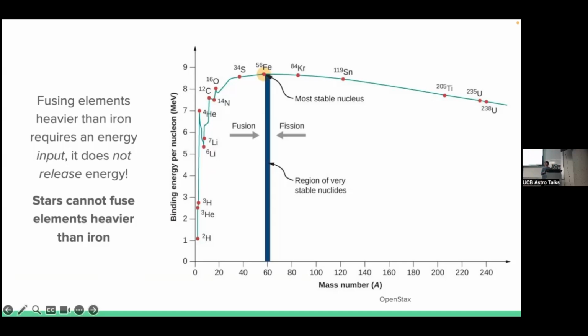Yeah. I thought oxygen was the heaviest that a star could create, like it stopped the fusing at oxygen.